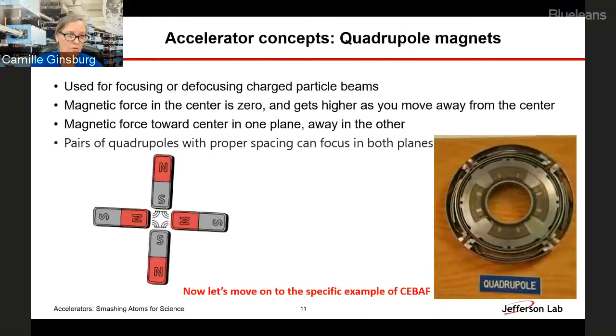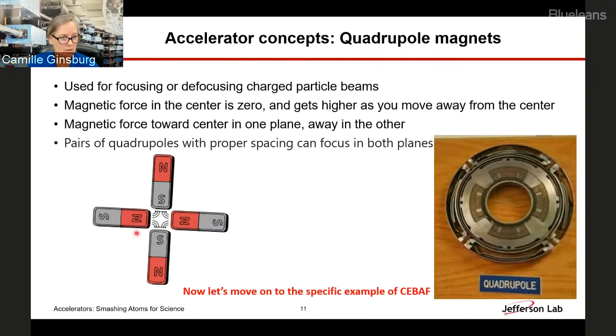Quadrupole magnets are used for focusing or defocusing the charged particle beams. In a quadrupole magnet, the magnetic force in the center is 0, and then it gets higher as you move away from the center. The magnetic force would be toward the center in one plane and away from the center in another plane. And so we can use two quadrupoles or more with proper spacing, and then we can focus in both planes or defocus if we want to.